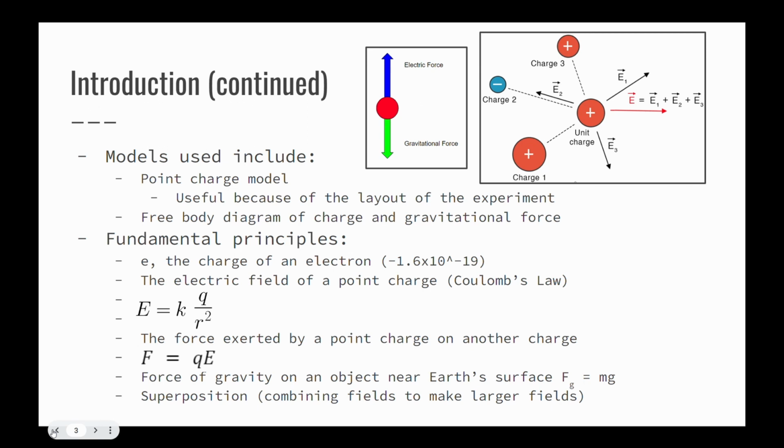The fundamental physics principles at work here include the point charge model, which is described by Coulomb's law, in which the E field equals kQ over r squared, and that can be transformed into a force by multiplying it by another q. The force of gravity on an object near Earth's surface is F equals mg, and superposition, which is seen in the figure in the top right, where multiple individual fields can be combined into one larger net field.